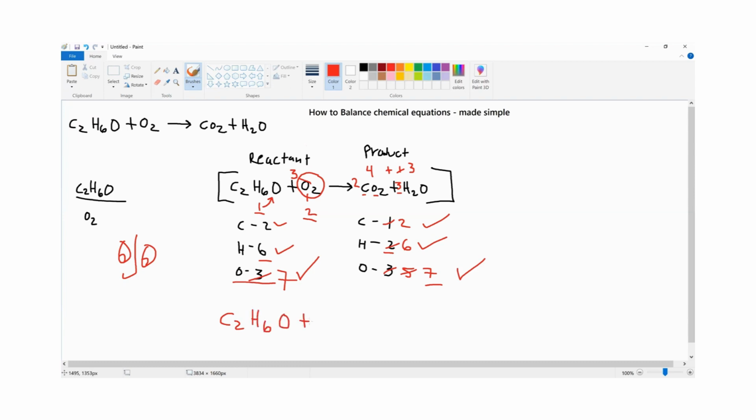So the final answer is C2H6O plus 3O2 is 2CO2 plus 3H2O. And remember, never put a 1 in front of something that's blank. That is not correct. You might get points off if you do that in a test.